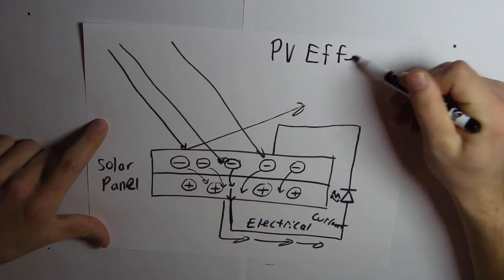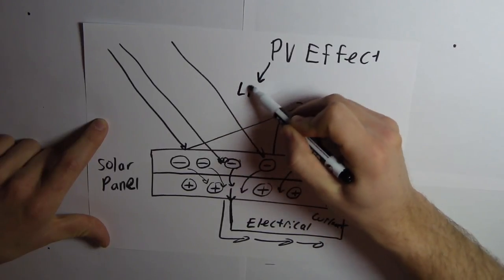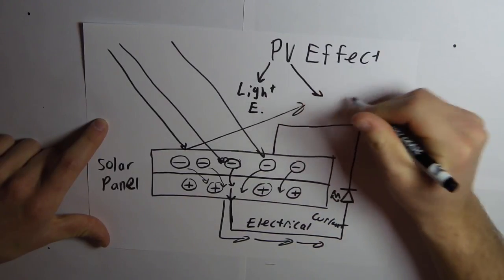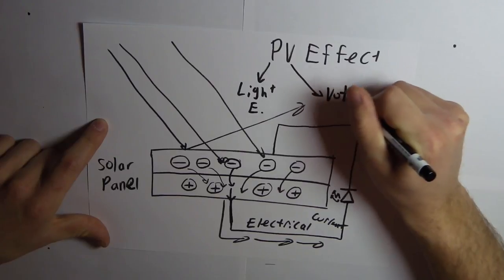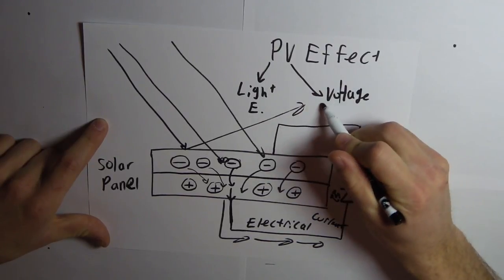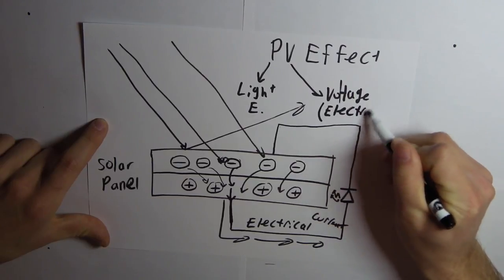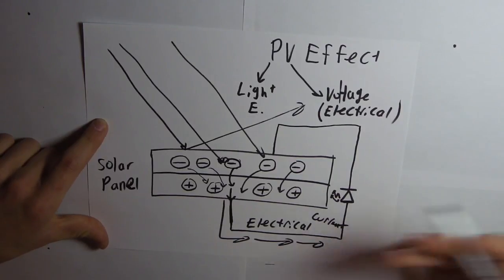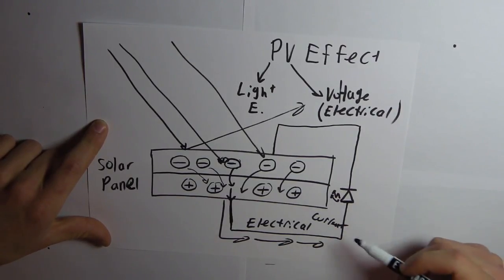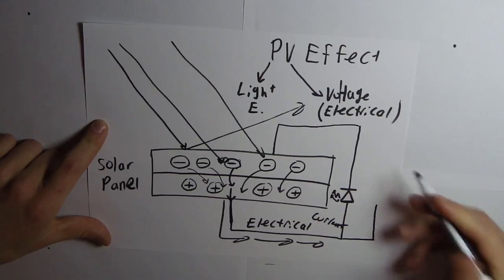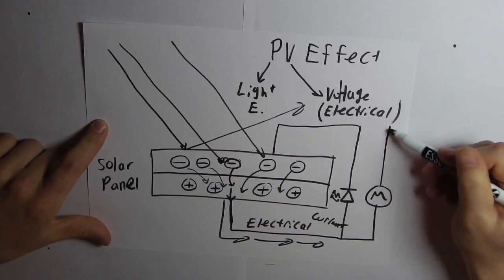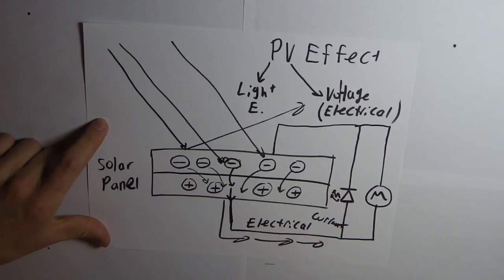So again, you have the PV effect. This is basically the PV effect. Taking light energy and transforming it into voltage, a voltage potential, electrical. And you know, you could use anything. You could use this electrical energy to power anything. You could have an array of solar panels and power your home. You could have it connected to a motor if you have enough electrical power. But basically, that's pretty much it. That's the photovoltaic effect. So thanks for watching.